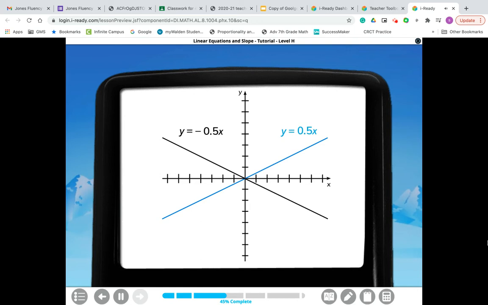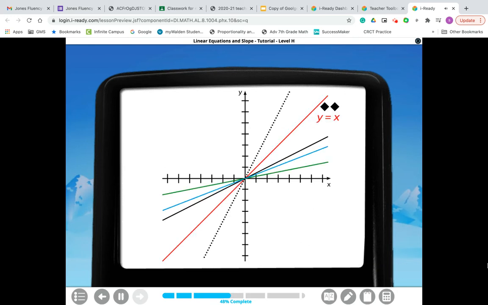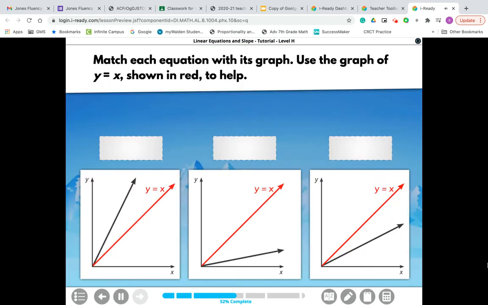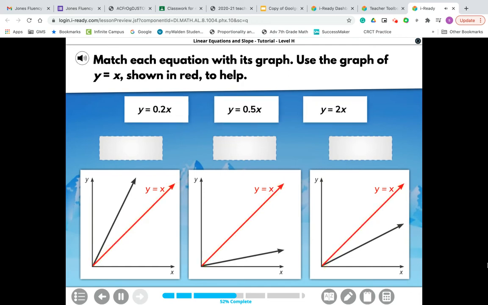Okay, but to make me feel a little better, can we take another look at the equations for the ski slopes? Sure, here they are. Okay, so the equation for the graph of the double black diamond slope is y equals x. What about the other ones? Match each equation with its graph. Use the graph of y equals x, shown in red, to help.